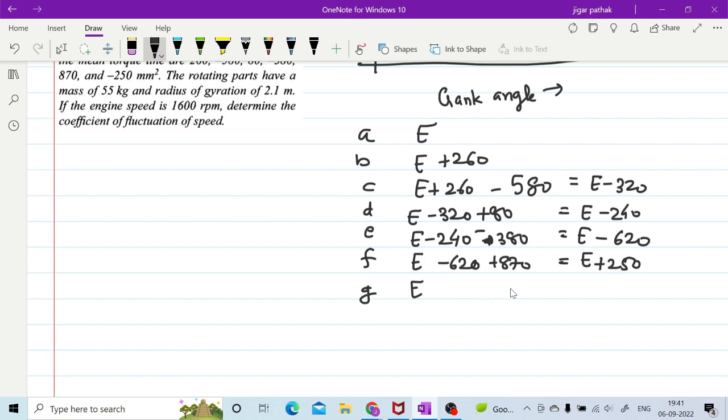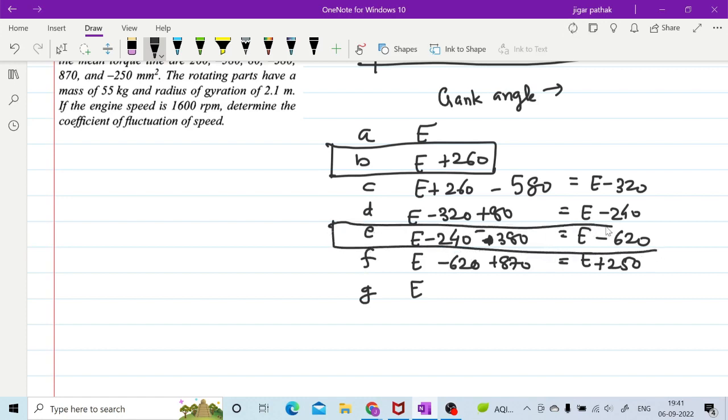If you go for the maximum energy, then it is this one, right? This is maximum, and minimum is this one, E minus 620, correct? So now for your maximum fluctuation of energy, it is E plus 260 minus E minus 620, right?